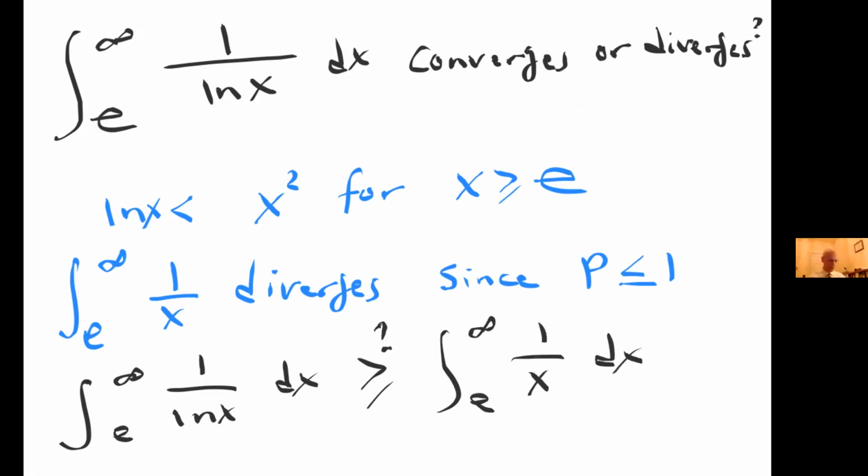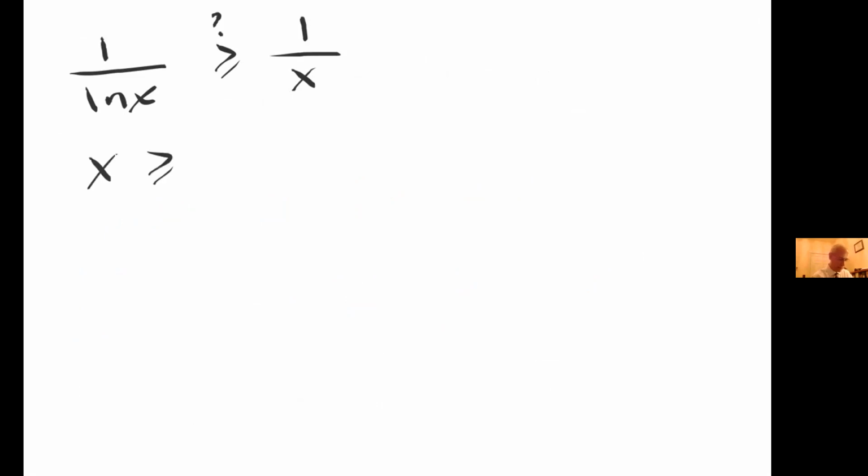So here I want to show, let me go to the next page, that 1 over natural log of x is greater than or equal to 1 over x. And so if that's the case, if I cross multiply, I'm going to say, is x greater than or equal to natural log of x? And the easiest way, at least for me to see that, is from the graph.